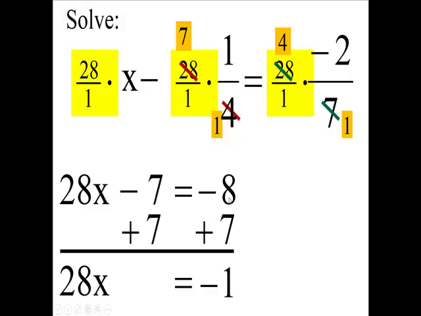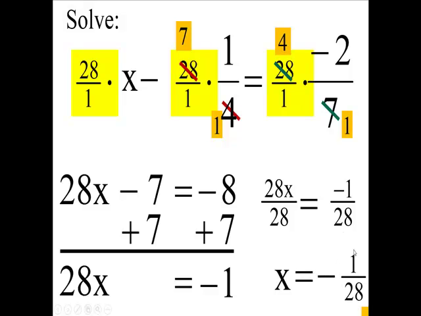If you owe $8, and you pay back 7, you still owe $1. So now my problem is 28x equals negative 1. And I'm going to divide now by that coefficient. Now we're going to divide this by 28 and this by 28. We end up with x equals negative 1 over 28.